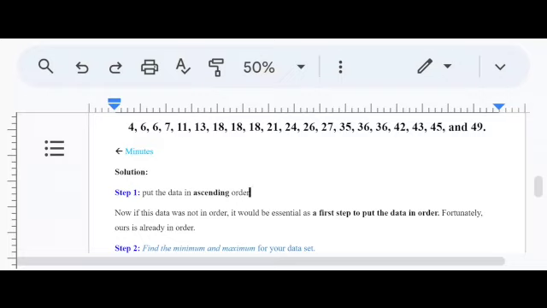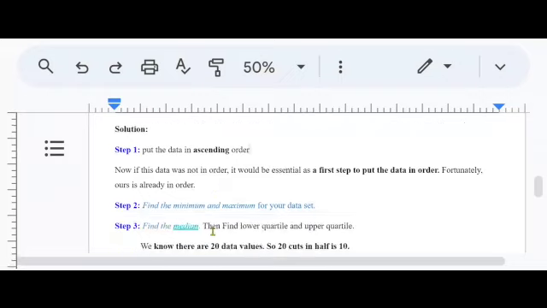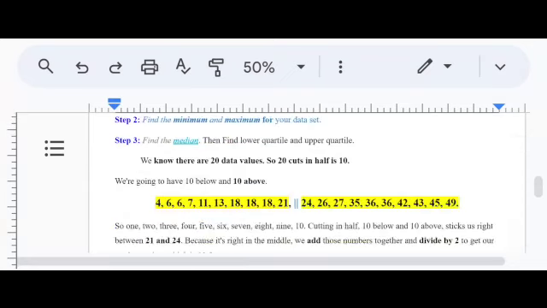What's the minimum? 4. Write down 4. Minimum is 4. And what's the maximum? 49. Write down 49. Next step, step number 3, find the median. How many numbers do we have total? 20. So our median will be between what? We have 10 numbers here, 10 numbers there, right?